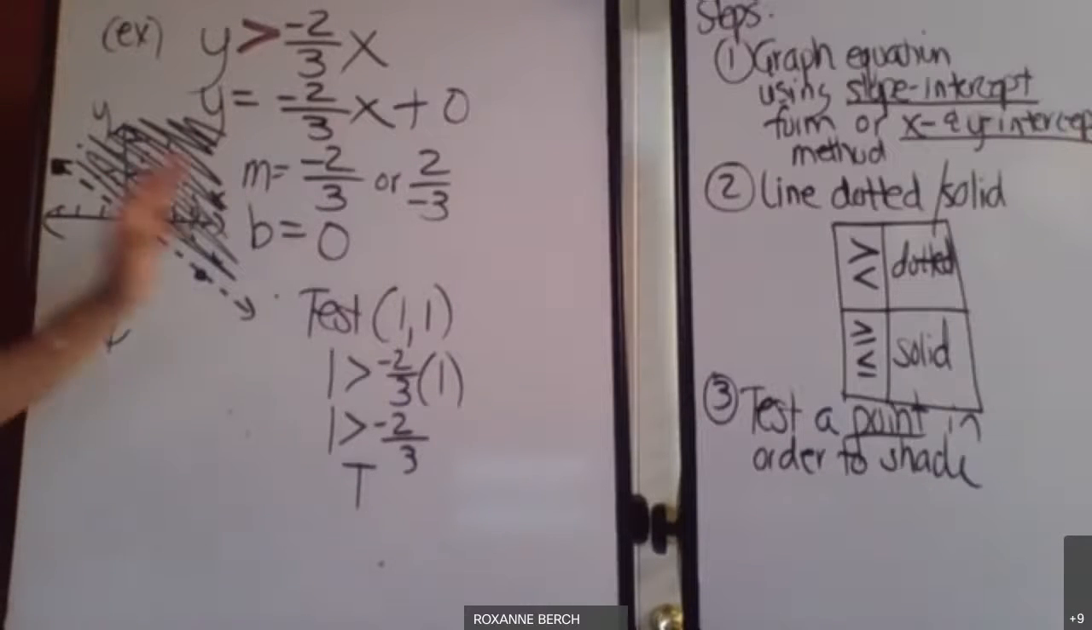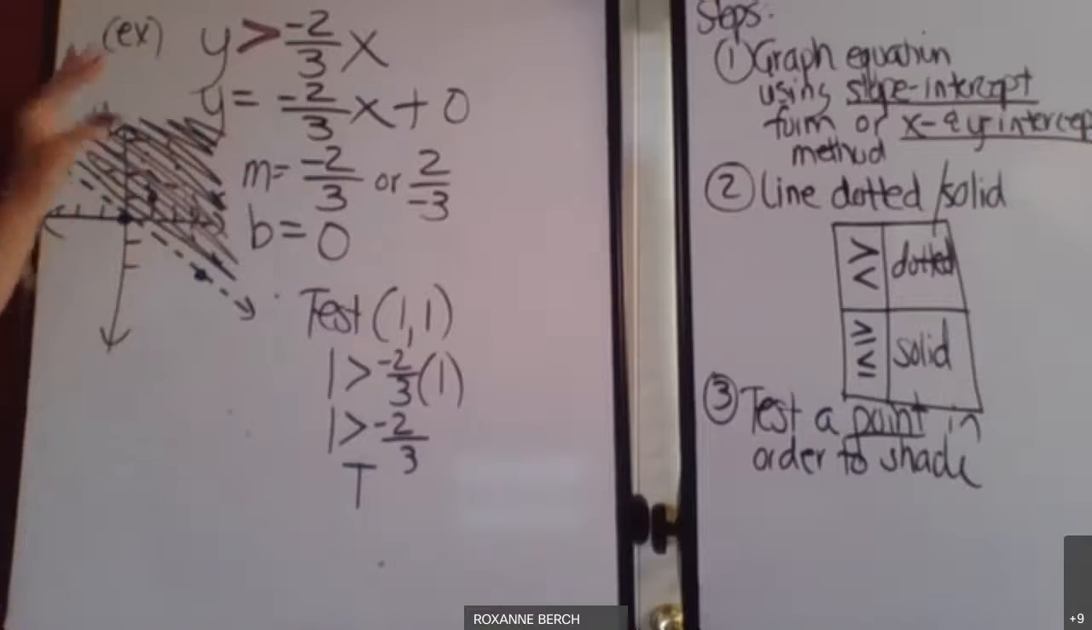So that means right 1 up 1 is true. It means right 2 up 6 is true. Right 3 up 100 is true. It means 0 down 2 is false. Don't shade it. It means right 1 down 10 is false. It means shade all of those guys and none of those guys. So these are all true. These are all false.